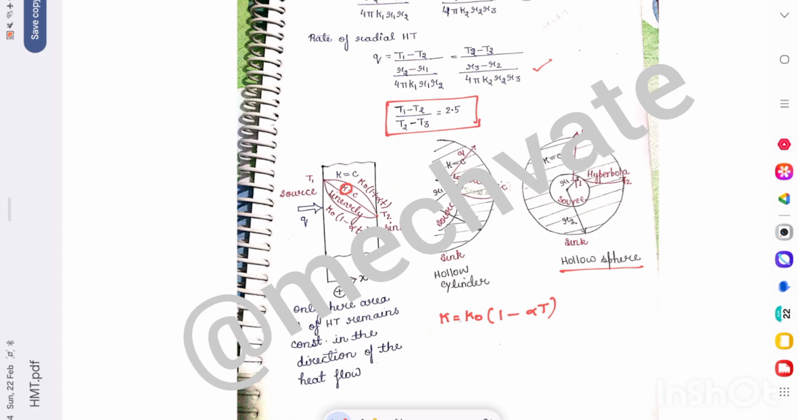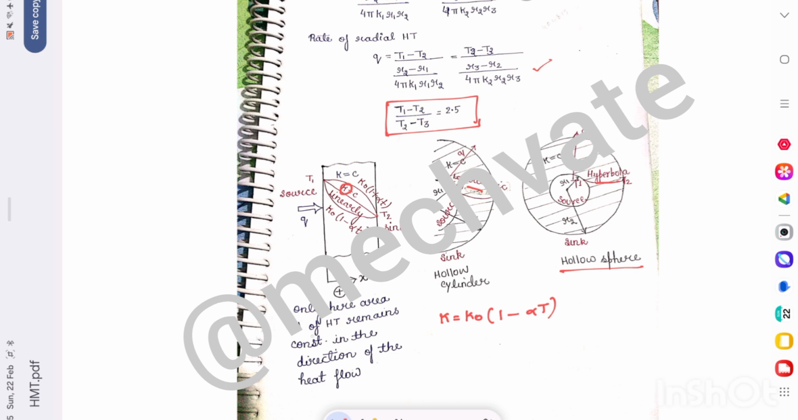Not linearly but quadratic: 1 minus alpha T, and then alpha is equal to 1 plus alpha T. Then for a hollow cylinder it forms a logarithmic profile, and for a sphere, hyperbolic. Arithmetic, logarithmic, linearly. Hyperbolic, logarithmic and linearly, and it is different.